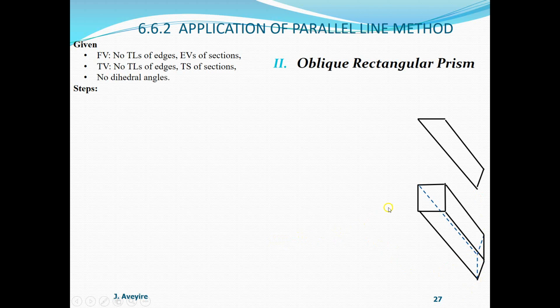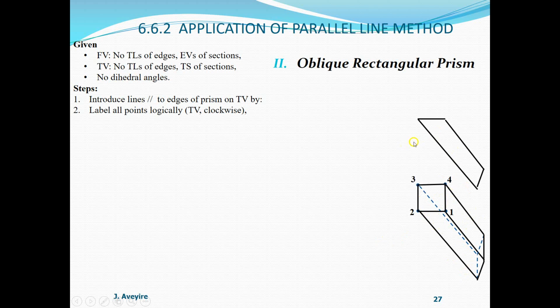What we don't have is the dihedral angle, and the true shape of the lower section is also not provided. So here now we introduce our lines, which must be parallel to the prism edges on the top view, and the minimum we can have is lines that correspond to the edges, and we label them 1, 2, 3, 4.